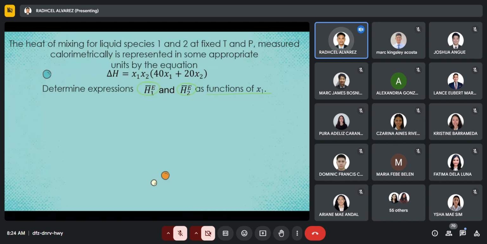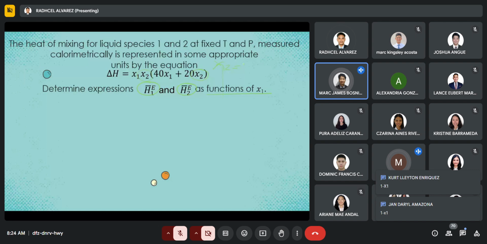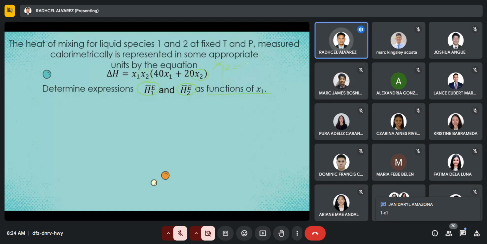So anong una natin gagawin? So lahat ng x2 ay papalitan ng, anong ipapalit natin kay x2? So x2 equals, saan siya equal? So dapat daw naka-x1 lang lahat. So anong ipapalit natin dito kay x2? 1 minus x1 po. Okay, very good. So that is 1 minus x1.